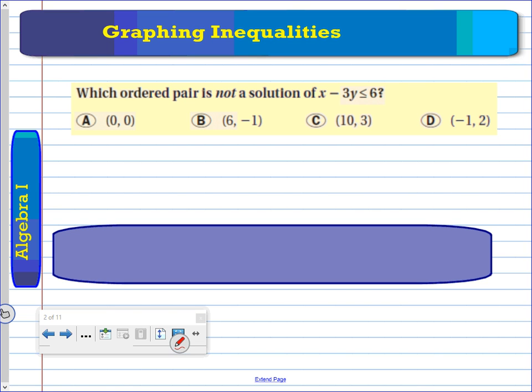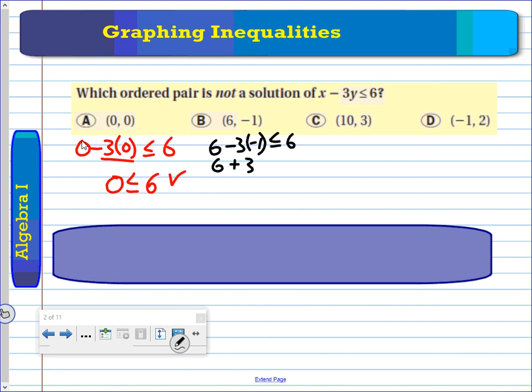Okay, so let's check these. 0 minus 3 times 0 is less than or equal to 6. Well, that's 0. 0 minus 0 is still 0. That is true, so that is a solution. Let's try the next one. 6 minus 3 times -1 is less than or equal to 6. That's 6 plus 3, because a negative times a negative is a positive, less than or equal to 6. Is 9 less than or equal to 6? No. So this would not be a solution.